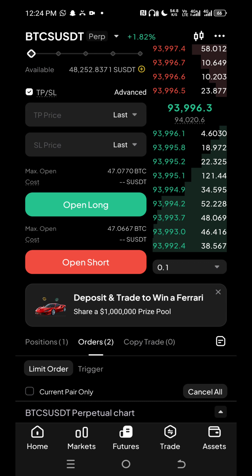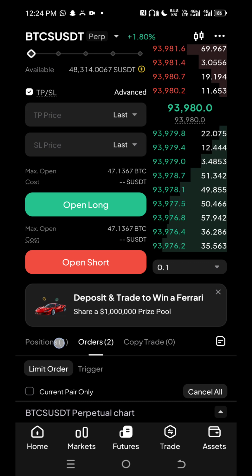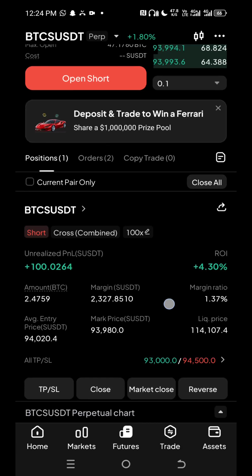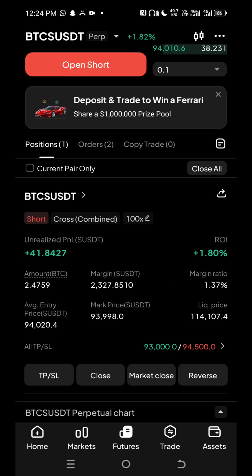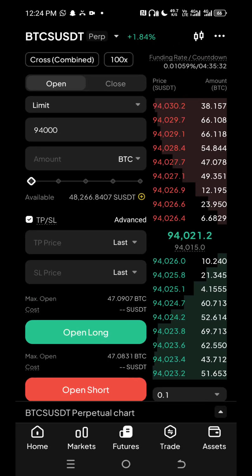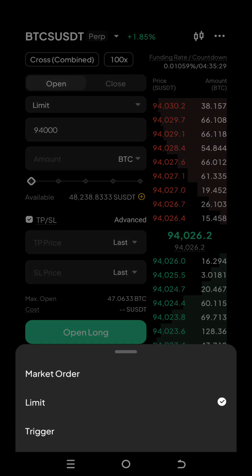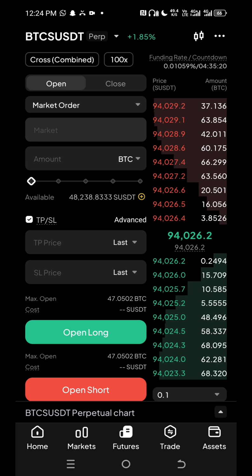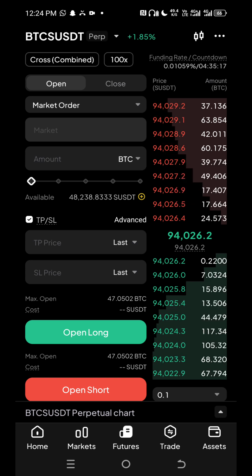Once it hits 94,000, it will activate my trade. Okay, it's already activated my trade. See, it's already activated. So this is my trade. It's active now. It's currently selling. If I want to use market order, I'll click on market order, and once I set everything, it will enter at the market price. If I want to buy, I click on open long. If I want to sell, I click on open short. It will enter with the market order.